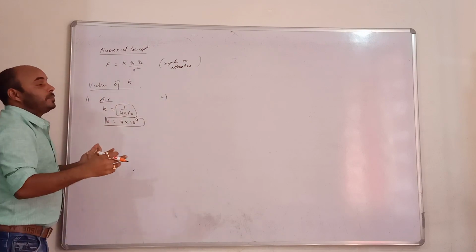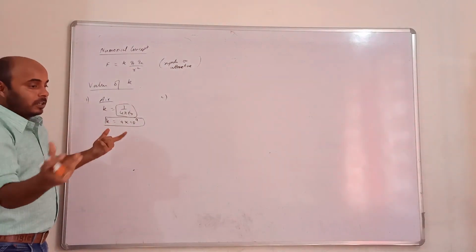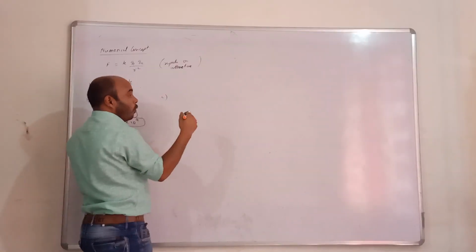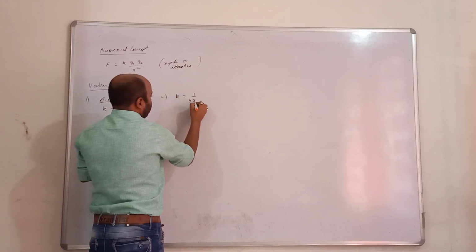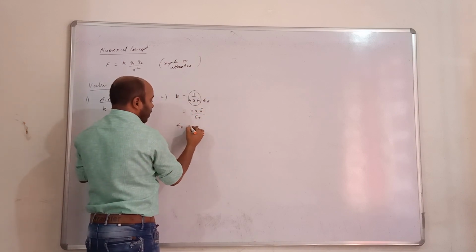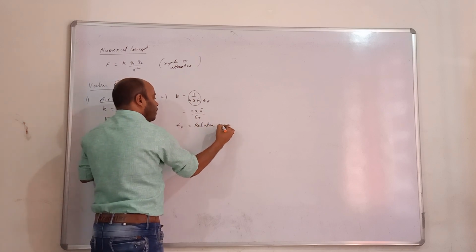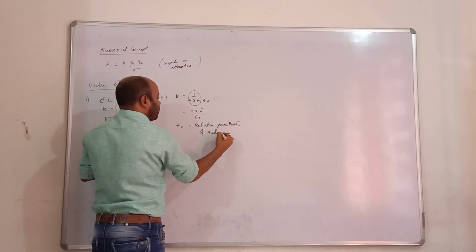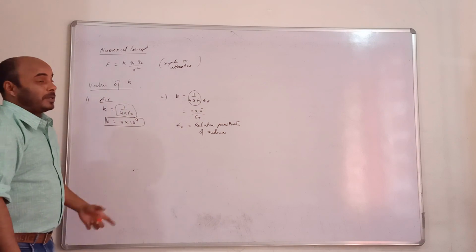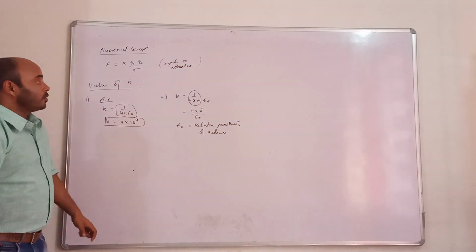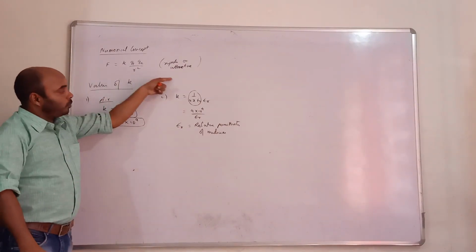But if the medium is other than air, something else, water or oil, then the K value will be 1 by 4 pi epsilon naught epsilon r. This value we know: 9 into 10 to the power 9 divided by epsilon r. Now, what is epsilon r? This is called relative permittivity of the medium. It depends on the medium; water has a different value. These values will be given to you in the numericals, don't worry about it. So you understand the values of K and what it will do in the numericals.